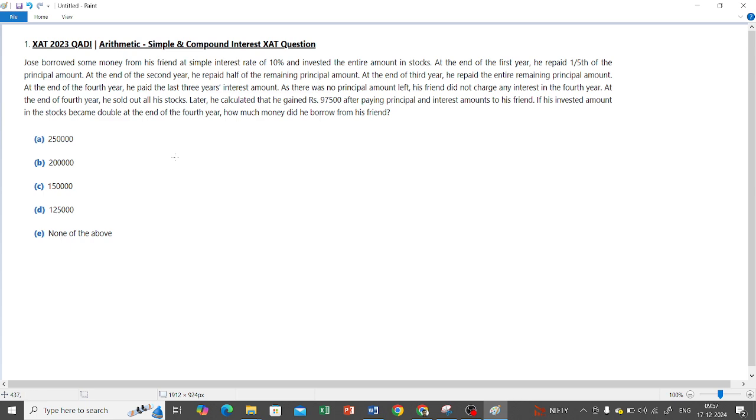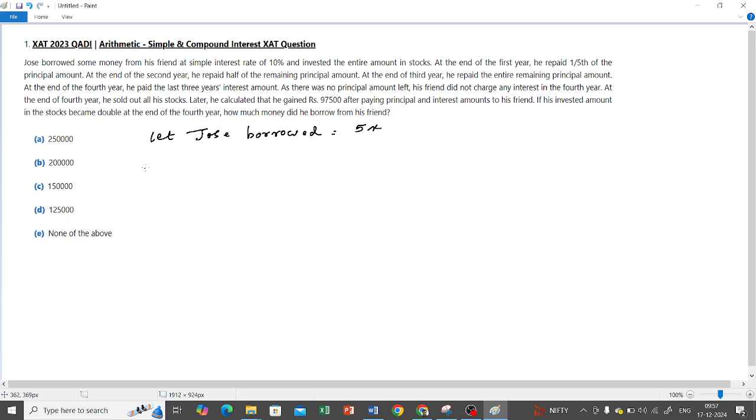So we can take that, let Joe borrow 5x, then that will make our calculation very easy. Let Joe borrow 5x.